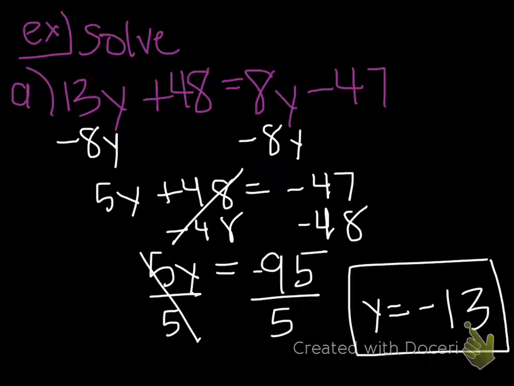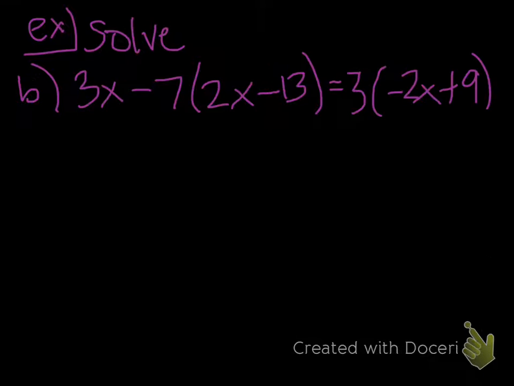Nope, not 13. Straight lies. Negative 19. There we go. Alright, so for the next one we have a few more steps involved.